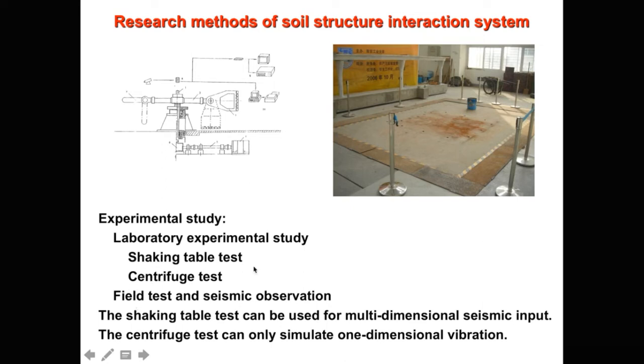And for shaking table, this is a picture of a shaking table. There's a plate, and below this plate, there's a machine to generate shaking in this table. Then we can install the models on this plate. Then we can shake it. And the shaking waves can be artificial ones or natural earthquake ones. This is a laboratory modeling test. And there are others, field test and seismic observation.